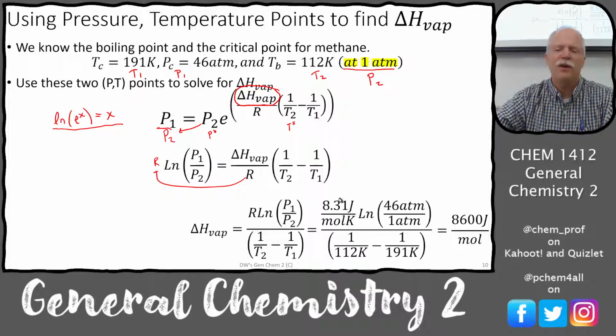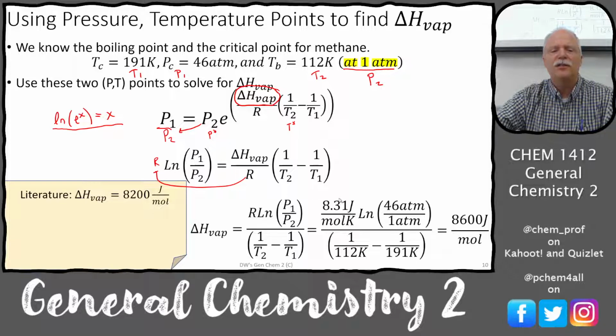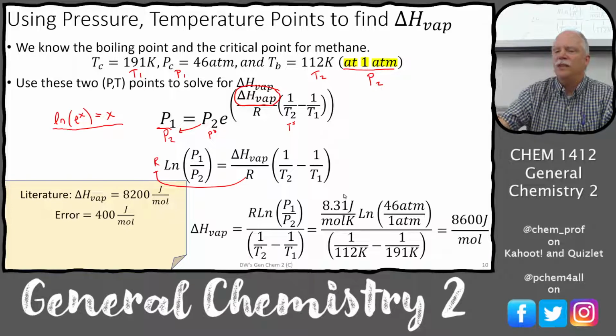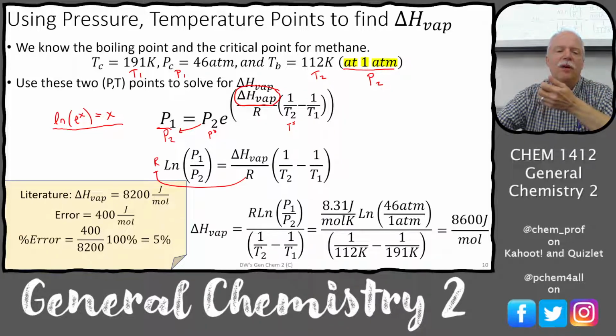So let's see how far off we are from 8,200. So the literature value that we had in the previous table was 8,200 joules per mole. And so that's a difference of 400 joules per mole. You see that? 8,600 minus 8,200. Let's divide that 400 by the literature value to see what our percent error was. So we're only off by 5%. That's great. So this technique, if you have two temperature points and a pressure, the boiling point and the critical point, then you can solve for that delta H of vaporization with 95% confidence. So it's pretty good.